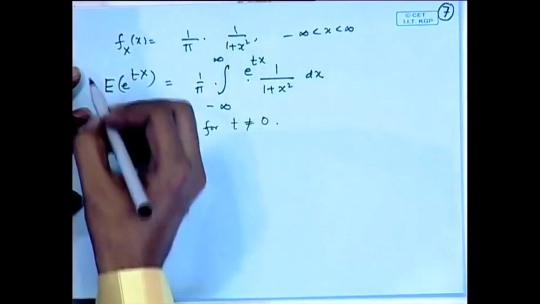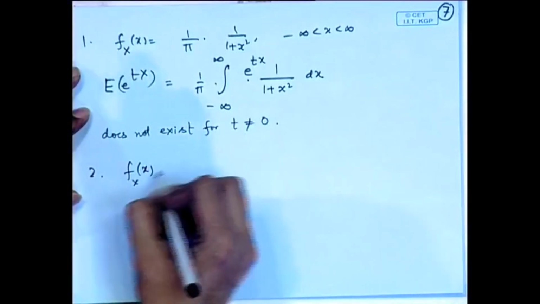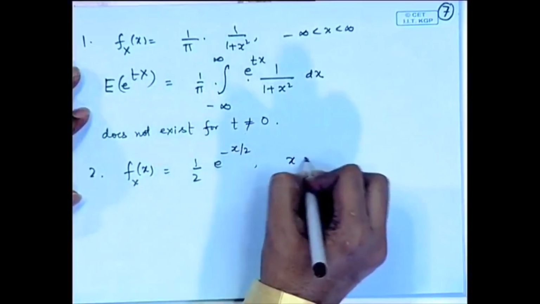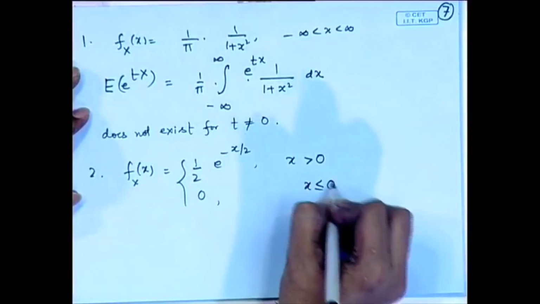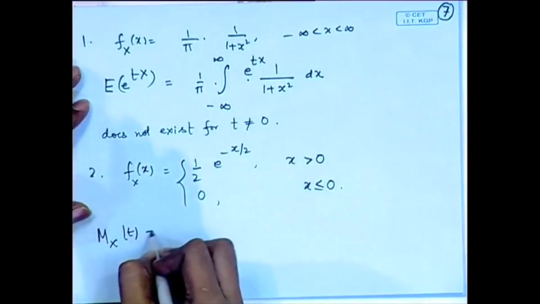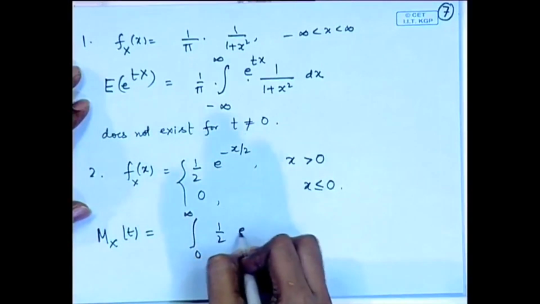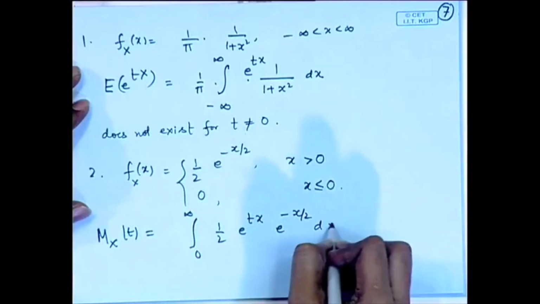Let us take another example. Say f(x) is equal to half e to the power minus x by 2 for x greater than 0, and 0 for x less than or equal to 0. Let us consider M_X(t). So it is equal to the integral from 0 to infinity of half e to the power tx, e to the power minus x by 2 dx.